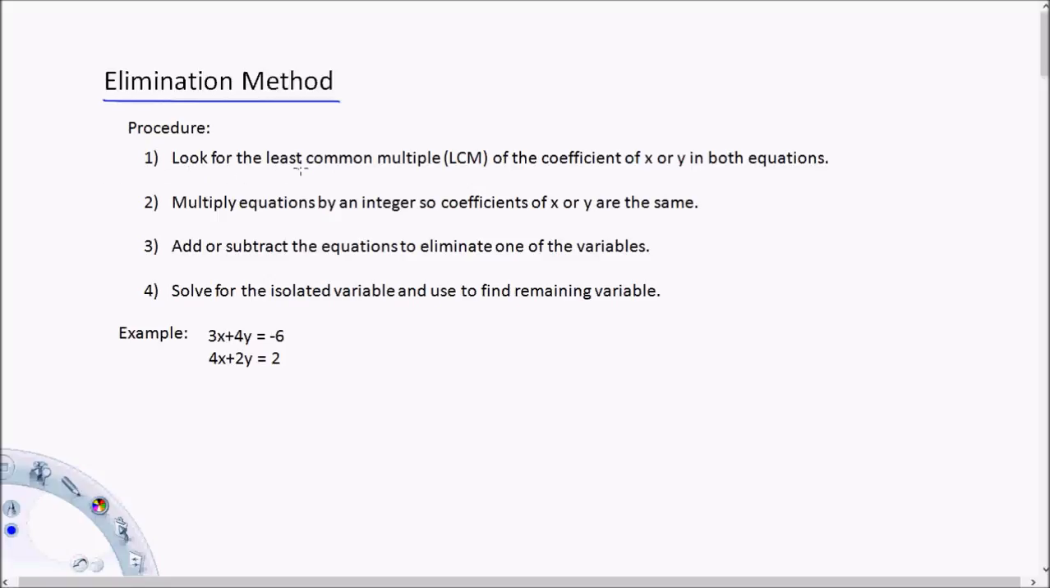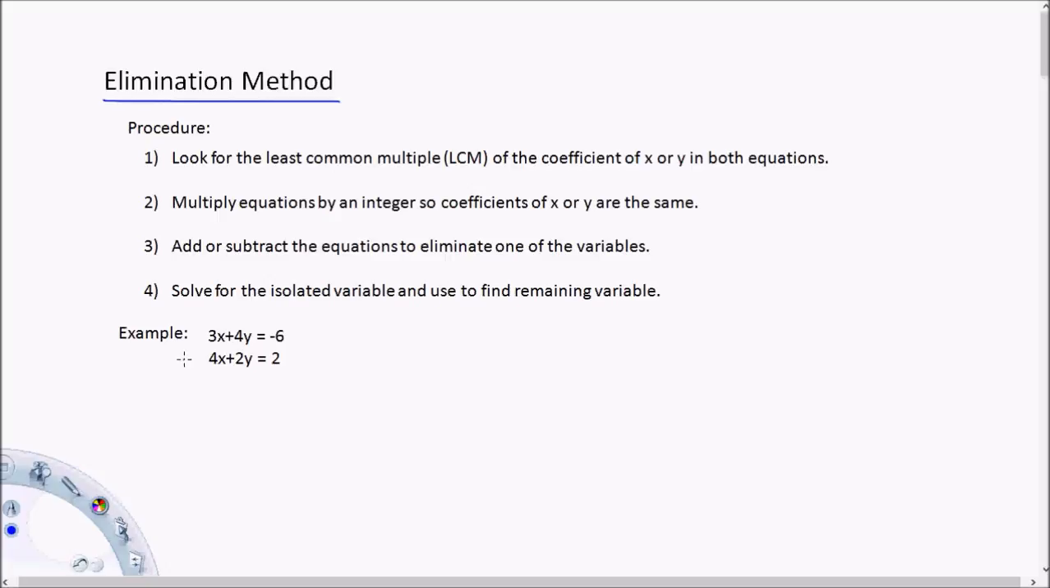We first want to look for the least common multiple of the coefficients of either x or y in both equations. We then want to multiply the equations, either one or both of them, by an integer, so that the coefficients of x or y, doesn't matter which one, are the same. Then we want to add or subtract the equations to eliminate one of the variables. And then finally we want to solve for the isolated variable and then use it to find the remaining variable.